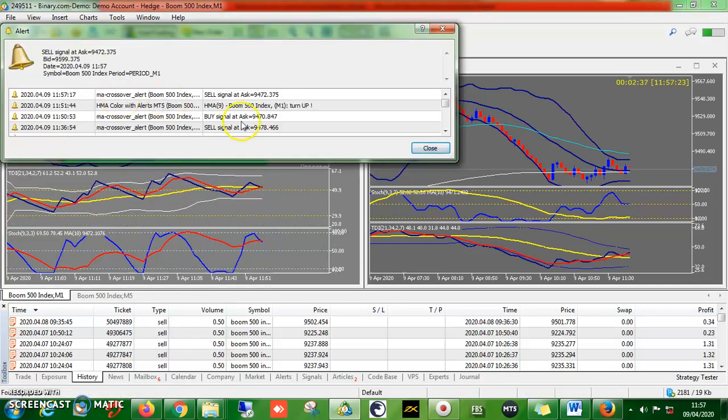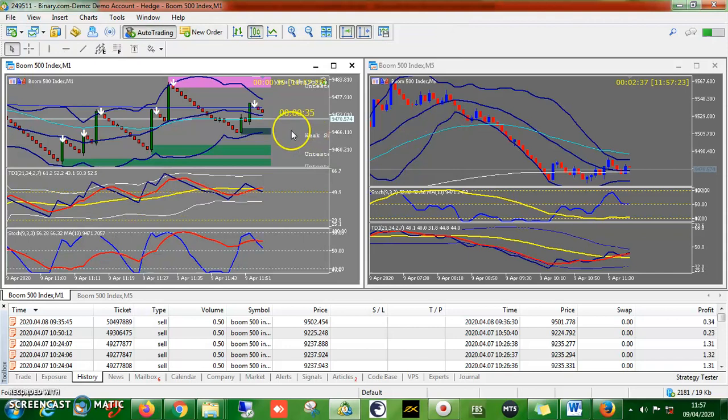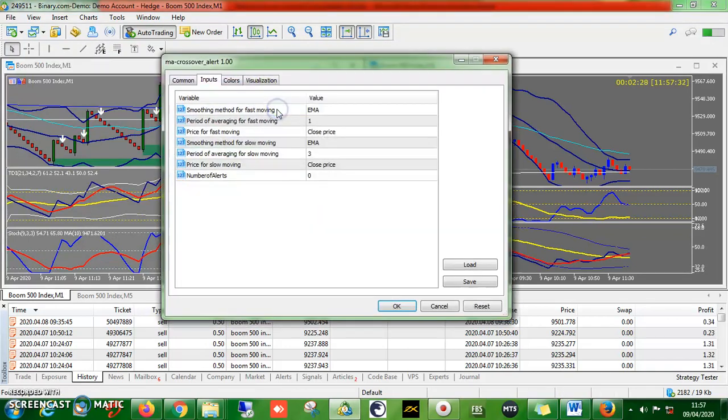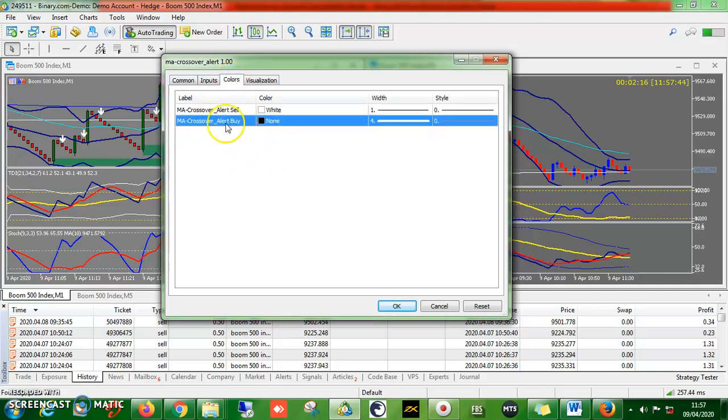So we have our arrow indicator. When you get this, the default is EMA 5/20, but I've changed mine to 1/3. So you can use the default, you can change yours, it depends on you. For the colors, the default is red and green. I changed mine to white because of my background. And for the buy, I turned it off because I don't need it.